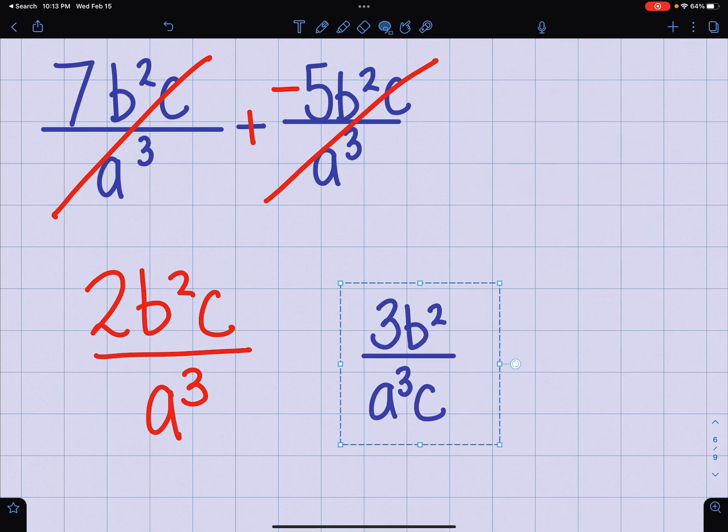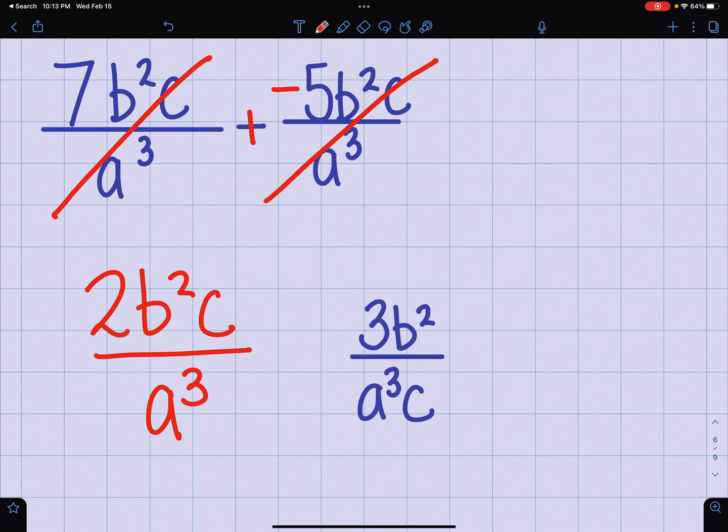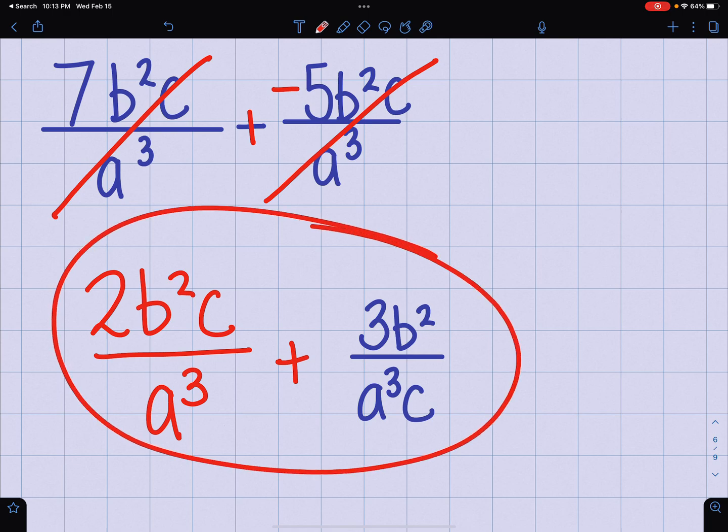Okay, I just take that whole thing and bring it down, put a plus sign in between, and then this is my final answer. Okay, that's cool. That's the end of the problem.